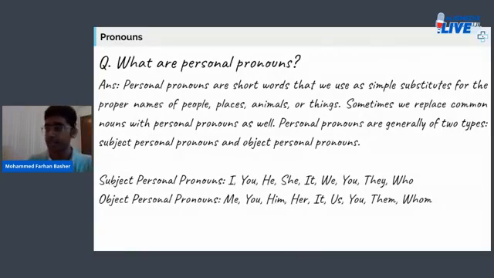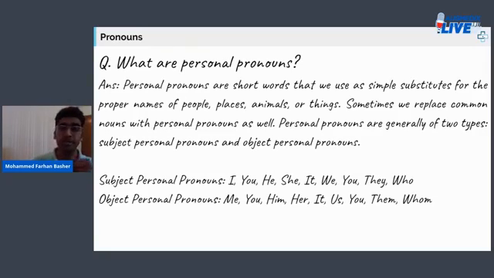All right, let's just read this once again. So personal pronouns are short words. Remember this. Personal pronouns are short words that we use as simple substitutes for the proper names of people, places, animals, and things. Sometimes we replace common nouns as well with personal pronouns. Now, personal pronouns are generally of 2 types. Try to remember this. We have 2 types of personal pronouns. The first type being subject personal pronouns, and the second type being object personal pronouns.